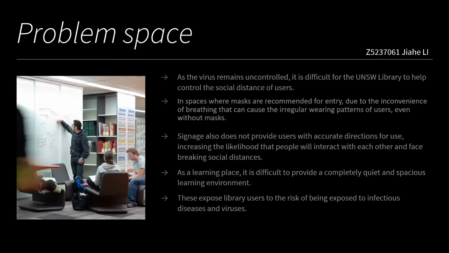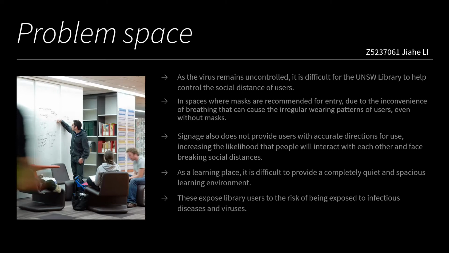During COVID-19, the library experienced a brief closure due to a government residential ban. Since then, it has been important to limit the number of people in the library and to have accurate navigation signs in order to ensure social distance. As the virus remains uncontrolled, it is difficult for UNSW to help control the social distance of users. In spaces where masks are recommended, the inconvenience of breathing can cause irregular wearing of masks by users, or even no masks.